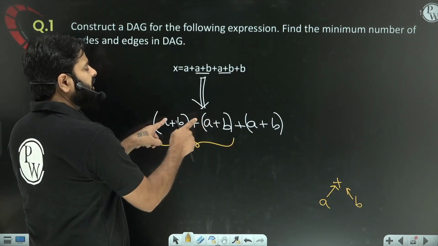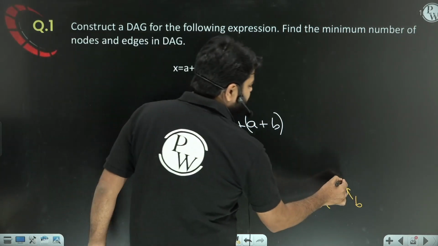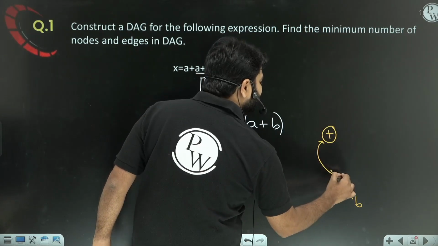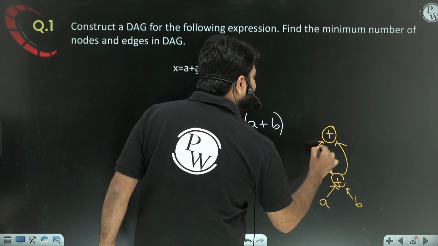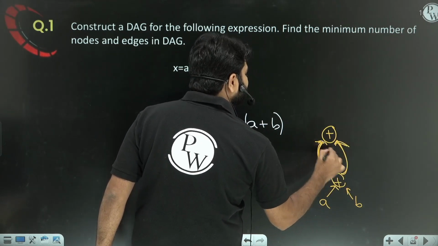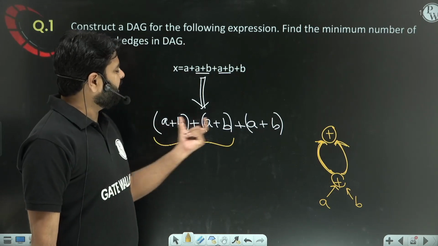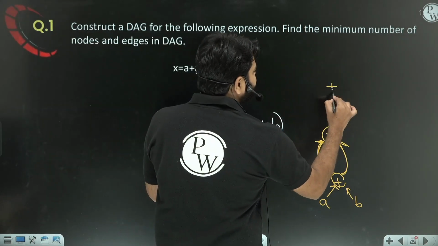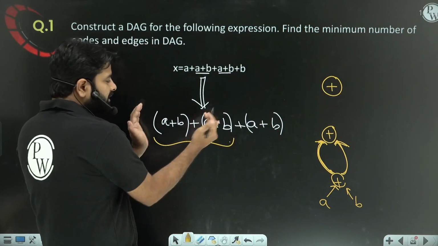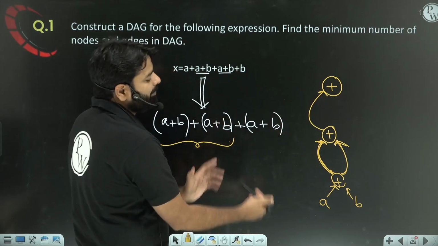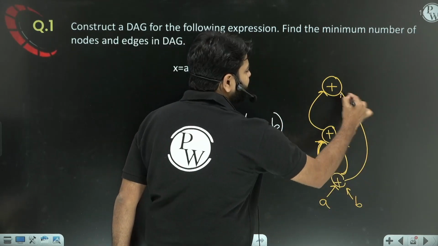So A plus B, I am doing adding, right? So plus: left operand is same, right operand is same, left operand is same, right operand is same, only one edge it is. So A plus B, done. Now another plus, but left is the result of this one, so this one, but right is only A plus B, so here it is already there, you can take it.